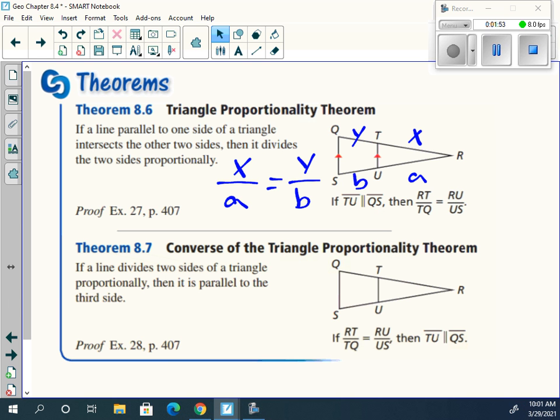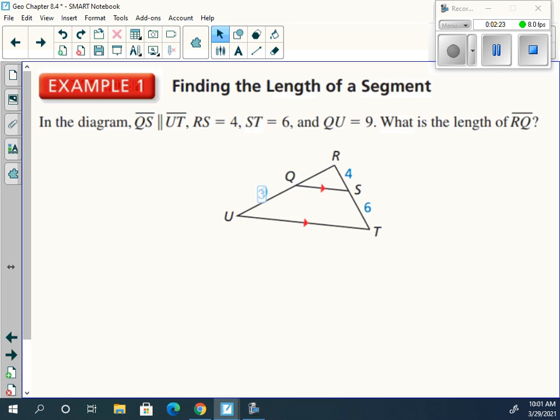So if these two lines are parallel, the distance from S to U will be the same from Q to T. And because they are proportional, the proportion of R to T and R to U will be the same as Q to T and S to U. They will be proportional the entire time. Now that brings us to the other one, which states essentially the other way around. If the two sets are proportional to each other, then those lines have to be parallel. So one leads into the other. And that's really what we're going to be using to solve for missing sides.